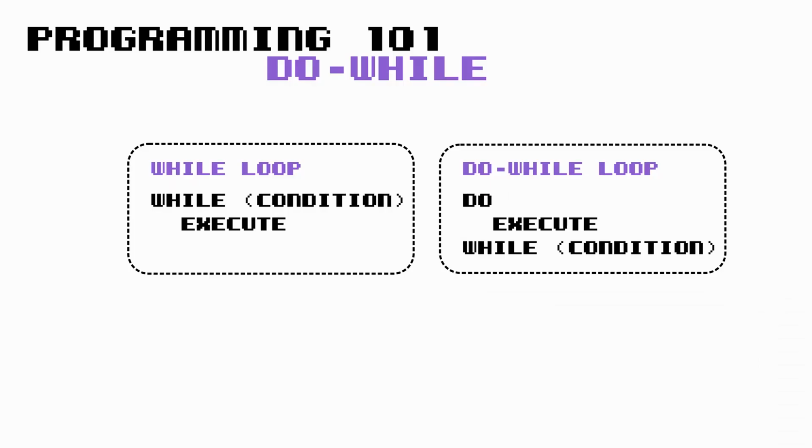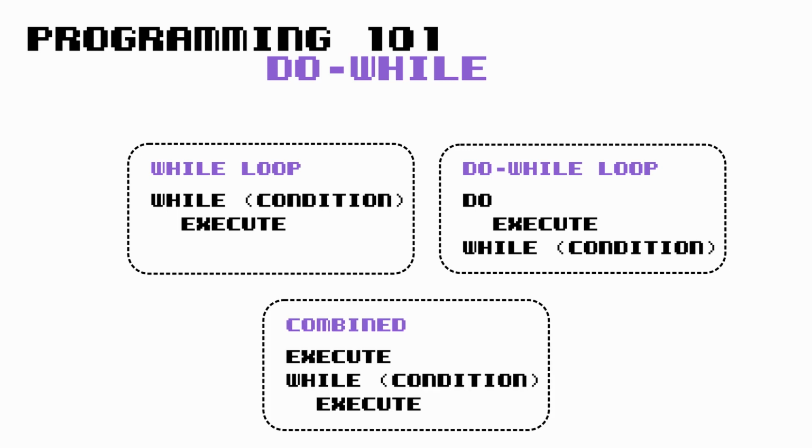Let's quickly answer it. Even though they look similar and behave similar, there is one difference between while and do-while loops. Can you spot it from here? Let's look at how a do-while would be written with a simple while. You see there are two executes. This is because the condition in while is checked before the execution and in do-while after.